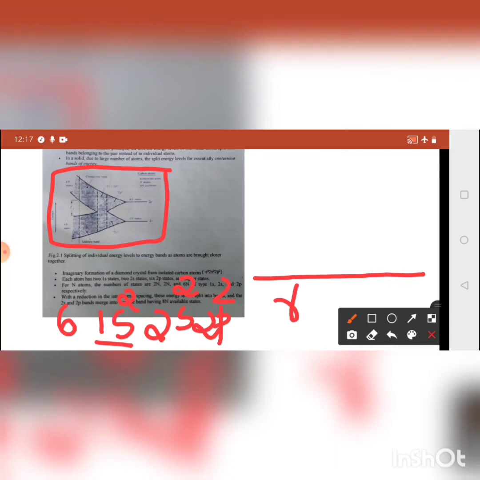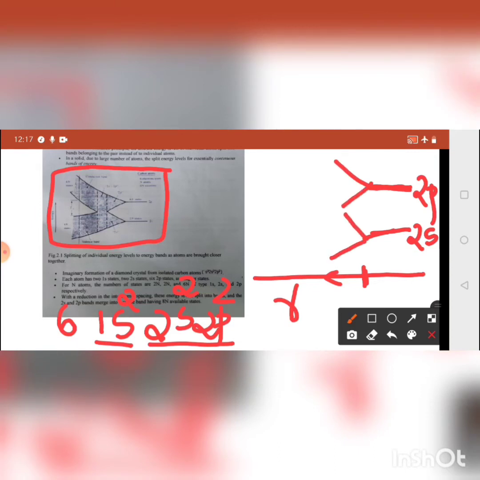So the farther bands will be 2s and 2p. I will be explaining about that. So this is the 2p level and this is the 2s level. So this is the interatomic spacing, the interatomic spacing between two atoms. Okay, when two atoms are brought together, what will happen? At a particular distance, these energy levels 2s and 2p will split into 2. The 2s and 2p levels split into 2.